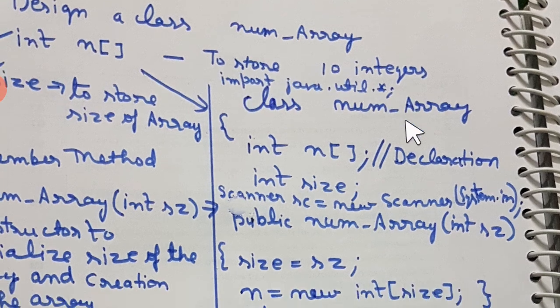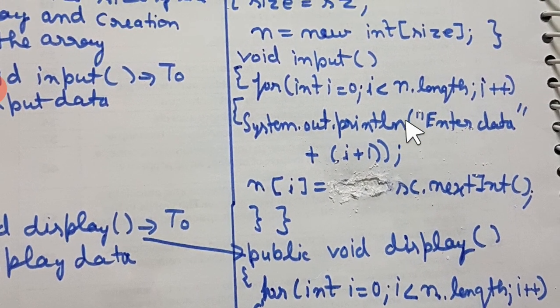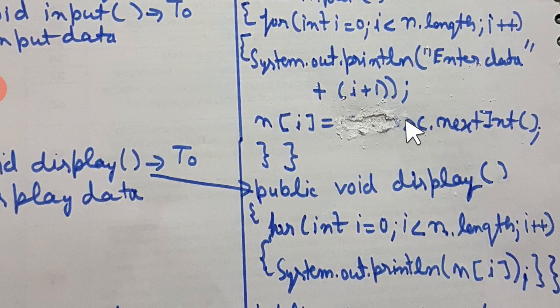Now students, after that, we have here public void display. But before that, I want to tell something more about this input function. First, the value at the 0th index will be entered. After that, i has been increased by 1. Then n of i means i will be 0. So sorry, i will be 1.